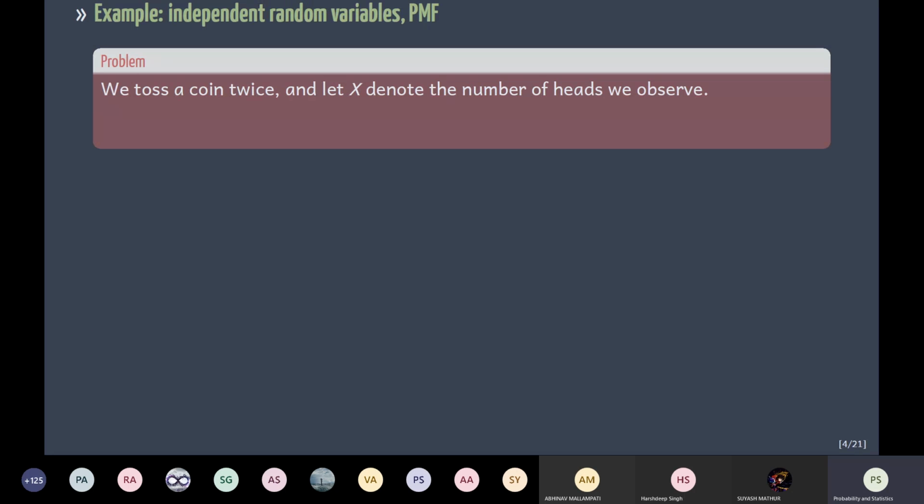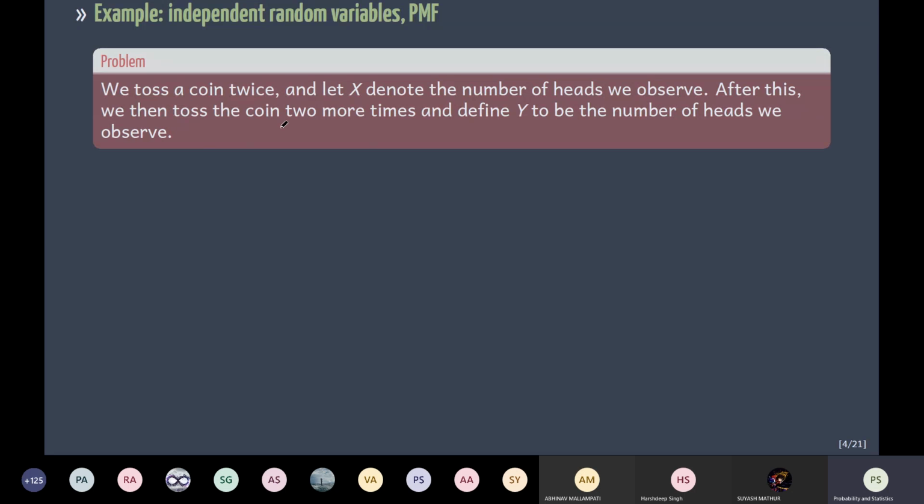Let us see some problems on independent random variables. So we toss a coin twice. Let X denote the number of heads we observe. After this, we then toss the coin two more times and define Y to be the number of heads we observe. So we toss a coin first, and that is tracked by the random variable X. And furthermore, we toss two more coins, and that is tracked by the random variable Y. Okay. So we see, in this case, these two random variables will be independent. Okay. So the occurrence of X has no influence on the occurrence of Y.